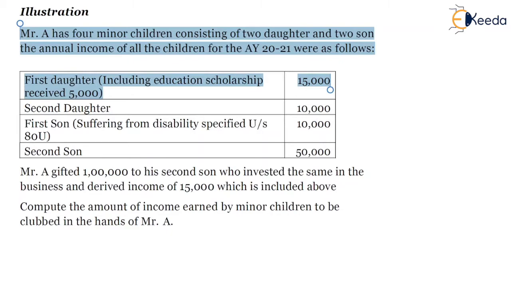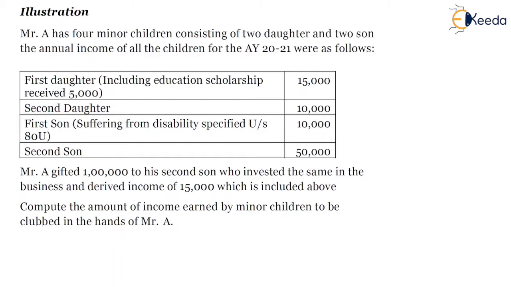Only 10,000, which is 15,000 minus 5,000, will be taxed in the hands of the first daughter. There is no mention whether the same is from application of skill or talent or not. So, in absence of information, we'll assume that the income is supposed to be clubbed with Mr. A. Second daughter, 10,000. First son suffering from section 80U disability, and second son, 50,000. Mr. A gifted 1 lakh to his second son, who invested the same in the business and derived income of 15,000, which is included above.